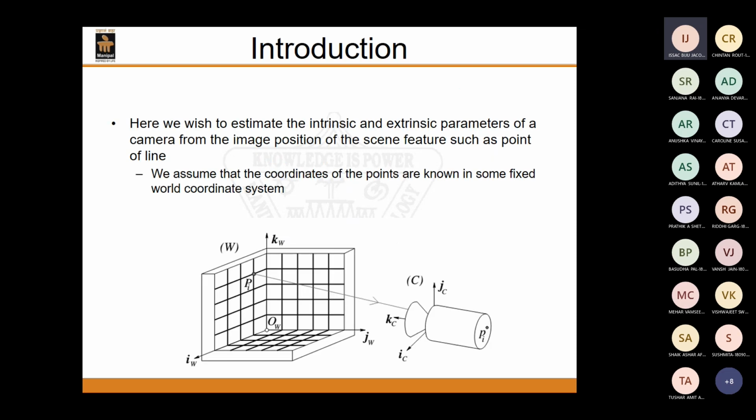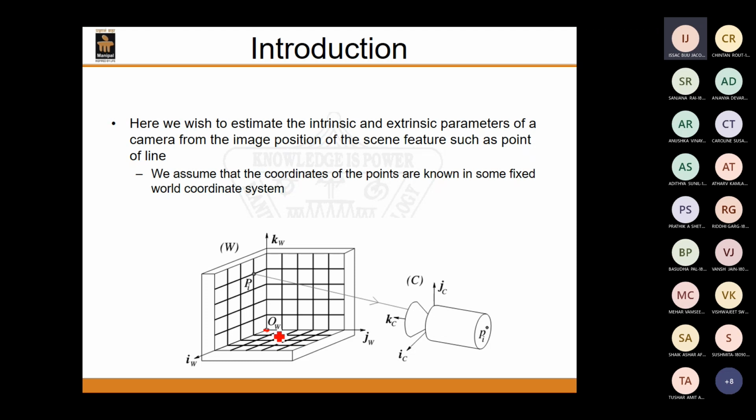We can make use of a calibration rig for that. Let's say you have a camera over here, and in order to calibrate the camera, that is, to find the parameters of the camera, we arrange a grid in all three directions. That means we arrange three planes, and the intersection of all those three planes we consider as the origin of the 3D world coordinate.